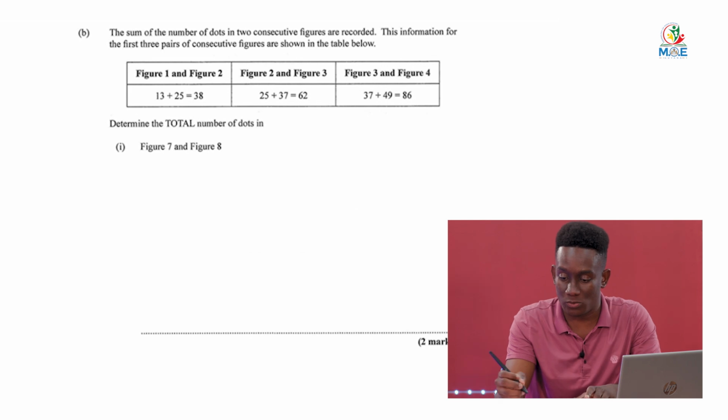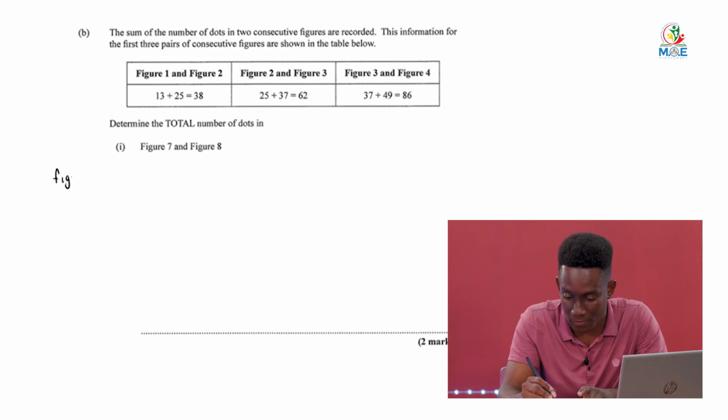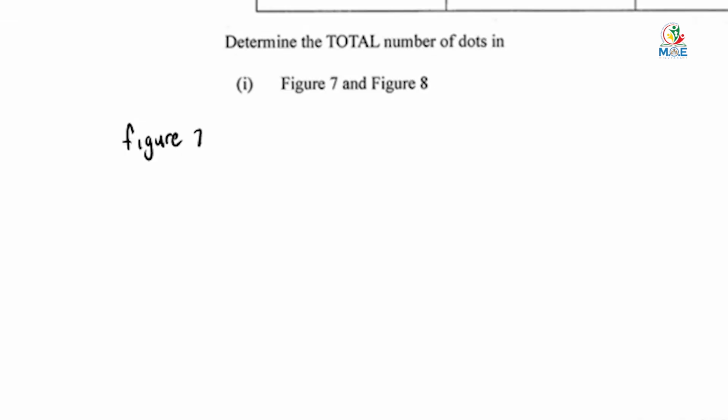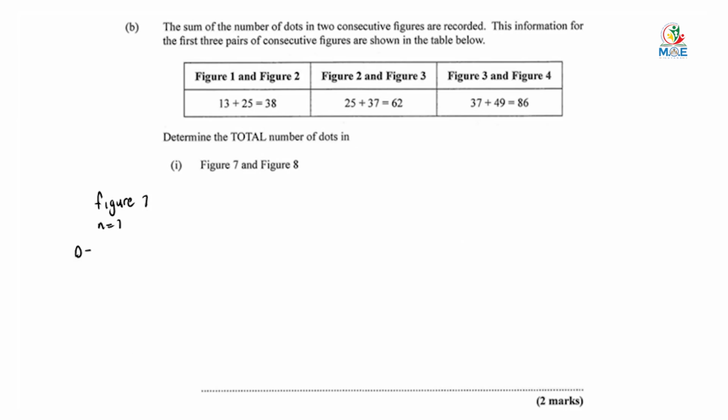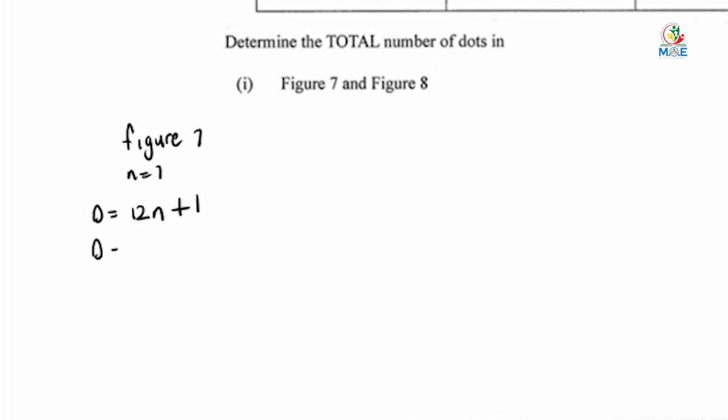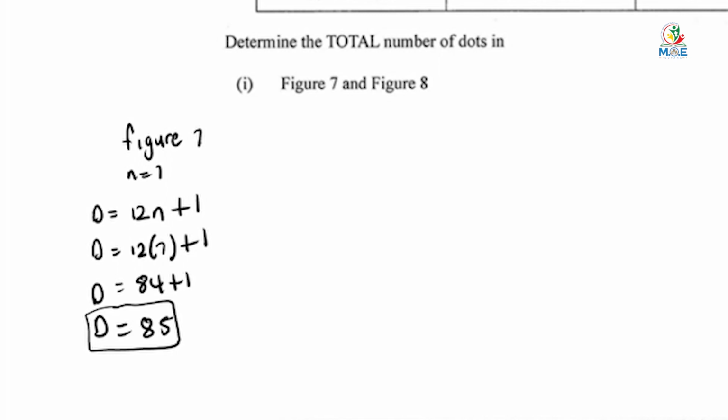So 12n plus 1, so for figure 7, we see n is equal to 7 here. The number of dots is represented by d, so d will be equal to 12n plus 1. So d would be equal to 12 times 7 plus 1. We multiply 12 by 7, we get 84, plus 1, so the number of dots will be 85 for figure 7.